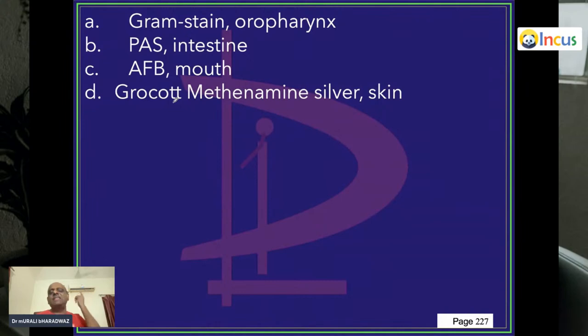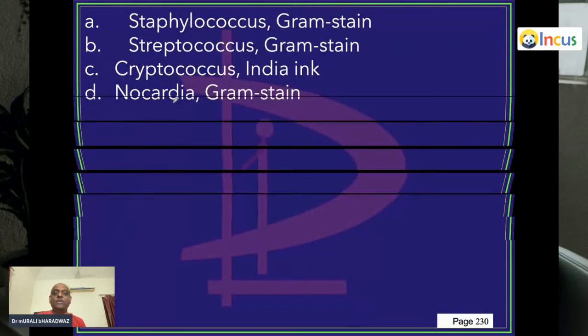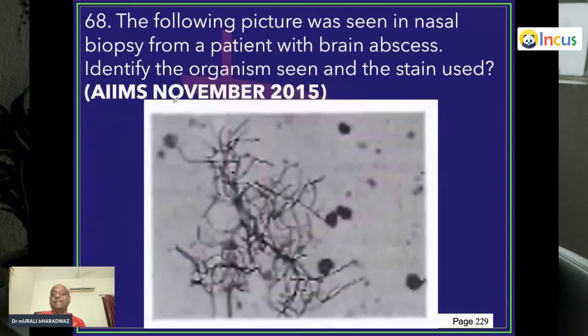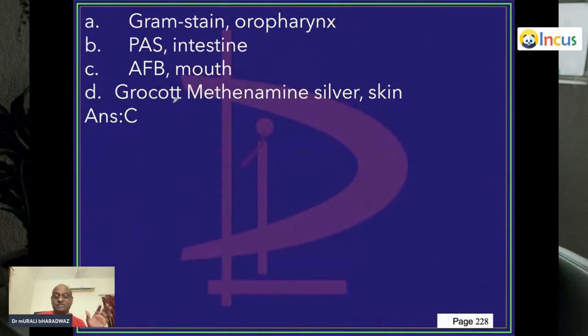You should smell the diagnosis that it is actinomycosis. So typically, actinomycosis is something that is acid fast, right? So, one question on either nocardia or Madura mycosis or actinomycosis. Without that, there is no question paper.